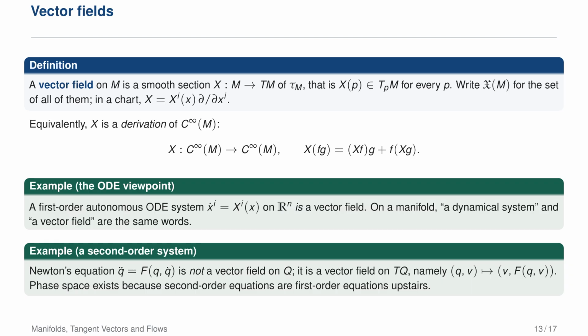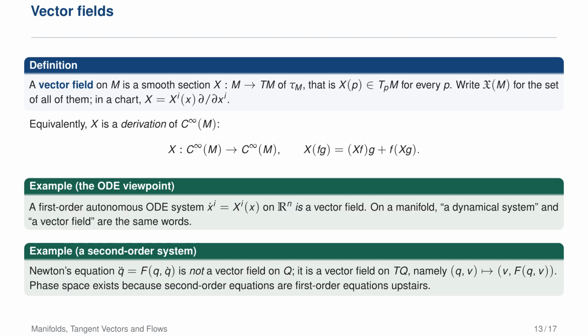First, a first-order autonomous system of ordinary differential equations, x dot i equals X^i of x, simply is a vector field. On a manifold, a dynamical system and a vector field are the same words for the same thing. Second, Newton's equation q double dot equals f of q and q dot is not a vector field on the configuration space Q.